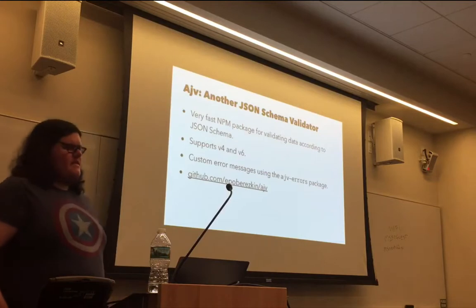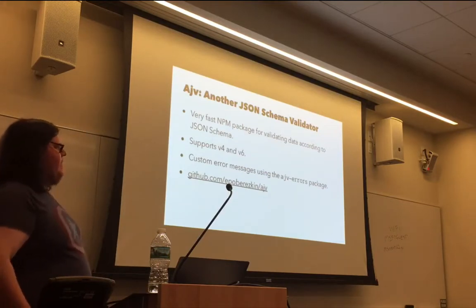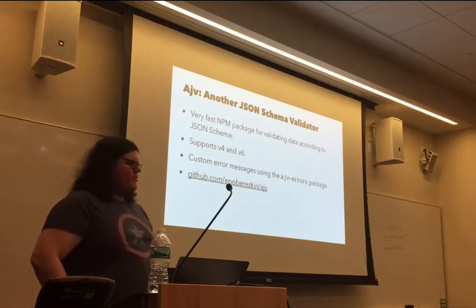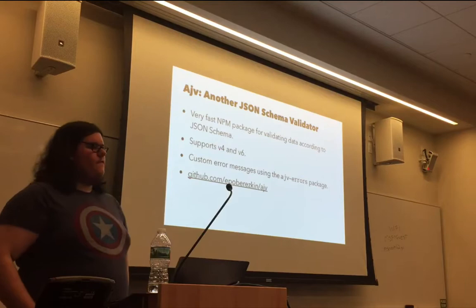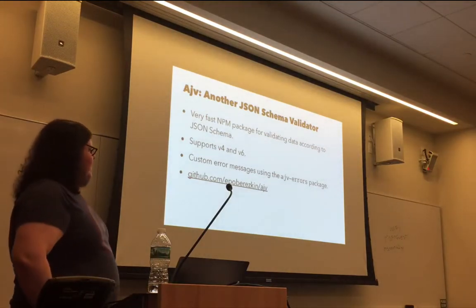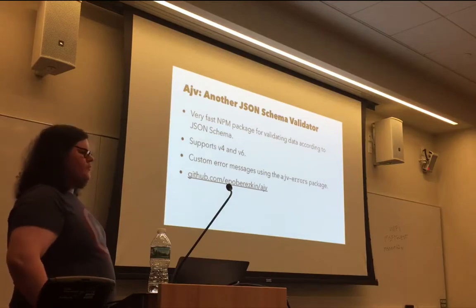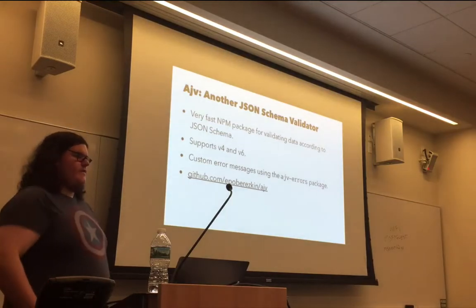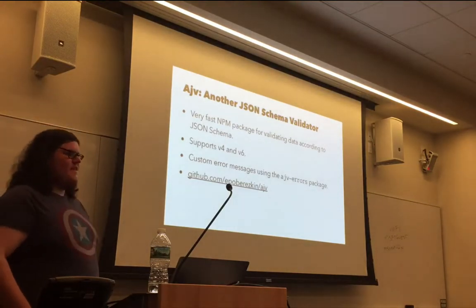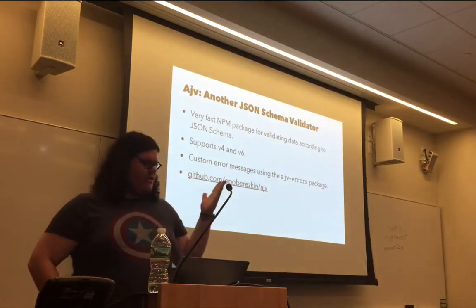This is the JavaScript-based JSON schema validator that I would recommend. It's a very fast NPM package that works both in Node and in the browser. It validates according to JSON Schema spec version 4 or version 6. It allows you to use custom error messages using its AJV errors package. If you're going to be presenting this data to the front end of your website, you want to make sure that it's error messages that are not super developer oriented. You can find it there. You can just Google it as well.